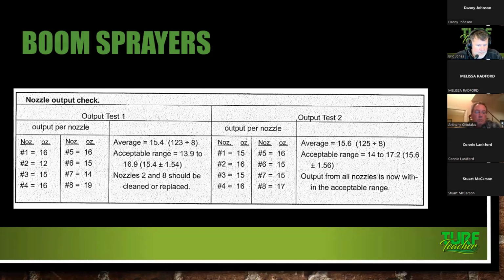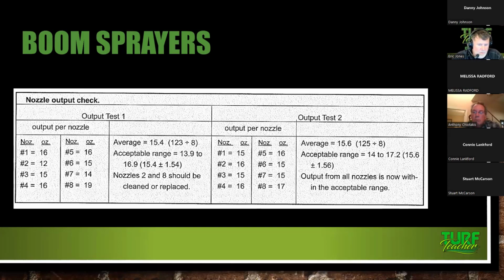So we add them up. The average is 15.4. We have 123 divided by 8. And so our acceptable range is plus or minus the percentage, the 10%. So 10% of 15.4, we're going to add and subtract 1.54. So we're going to have that acceptable range of 13.9 to 16.9. So that's going to kick out nozzle number 2, and it's going to kick out nozzle number 8. And then we're going to have to replace them and do our output test again.